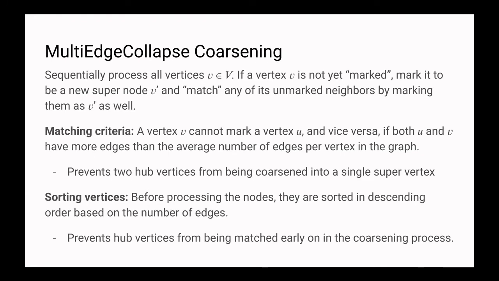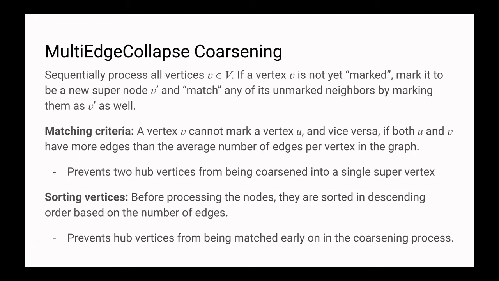To start multi-edge collapse, first we sort the vertices in descending order based on the number of edges. This prevents hot vertices from being matched early on in the coarsening process. Then, we process this sorted set sequentially. If a vertex V is not yet marked, we mark it to be a new supernode V prime and match any of its unmarked neighbors by marking them as V prime as well. V prime will be the super vertex in the coarser graph.